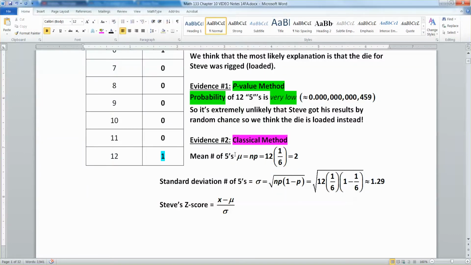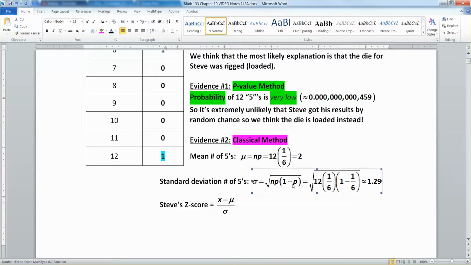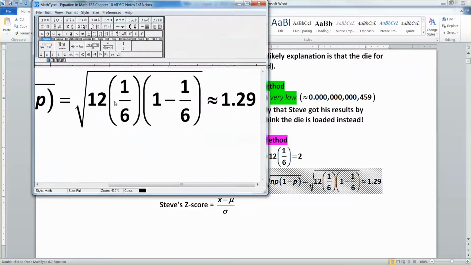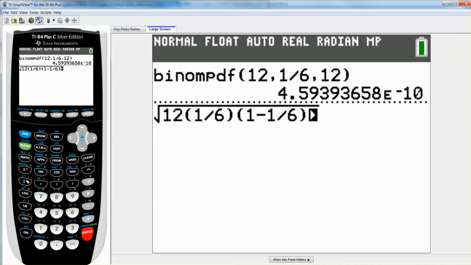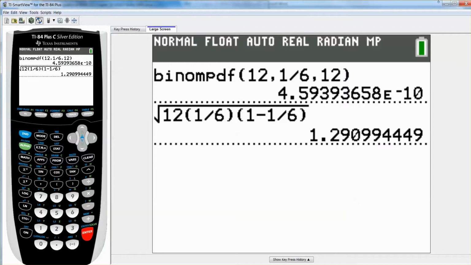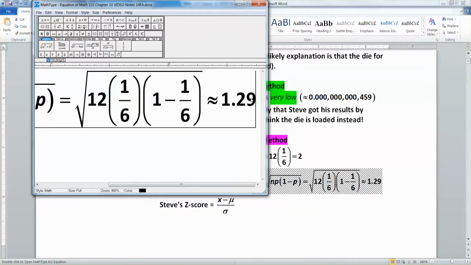And then your standard deviation would be sigma, which is the square root of n times p times 1 minus p, which is what I was talking about earlier. 12 times 1/6 times 1 minus 1/6, and I take the square root of the whole thing. So square root, 12 parentheses 1/6, close parentheses, open up the next parentheses, 1 minus 1/6, close parentheses. 1.29. Okay, so 1.291 if you like.